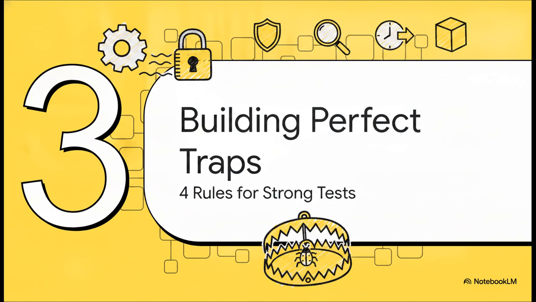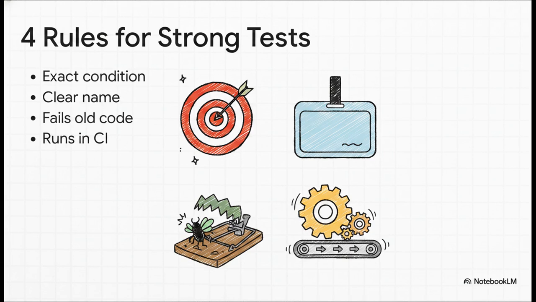Section 3. Building the perfect trap. 4 rules for strong regression tests. So how do we actually implement this in the real world? We know we need them for sure, but how do we make sure they actually work? The absolutely crucial point here is that not every passing test is a good one.